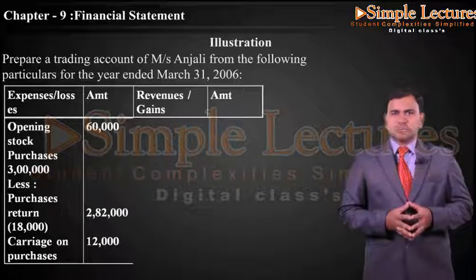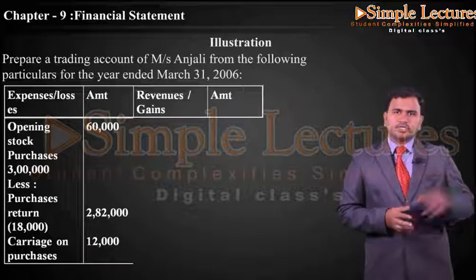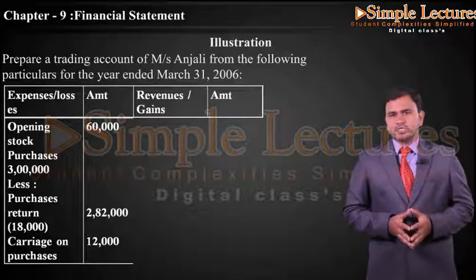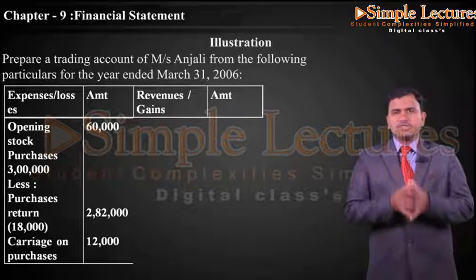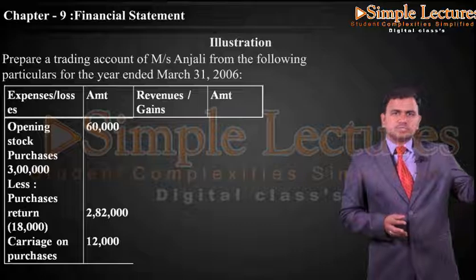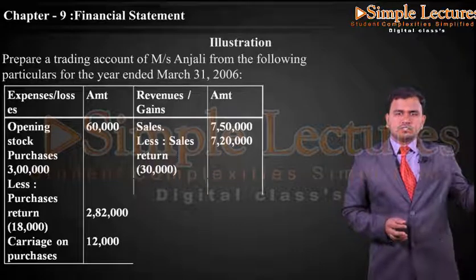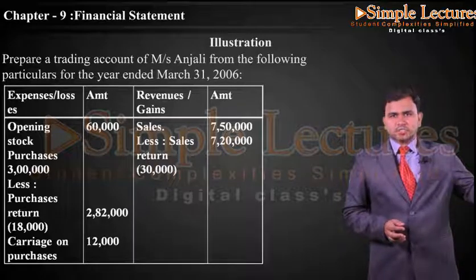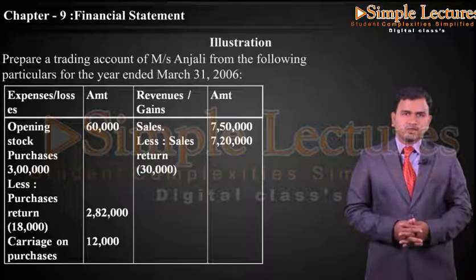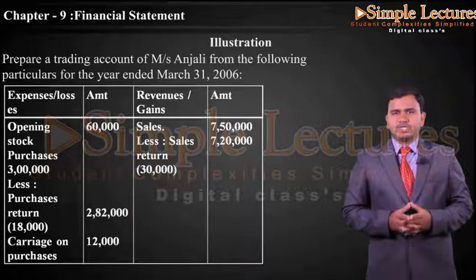Then we have sales. Sales is a source of income that will be recorded in the credit side. Then sales return is also given. So coming to the sales, we are going to record here sales less returns, which is 7,50,000 minus 30,000, and the amount we are going to record in the amount column is 7,20,000.